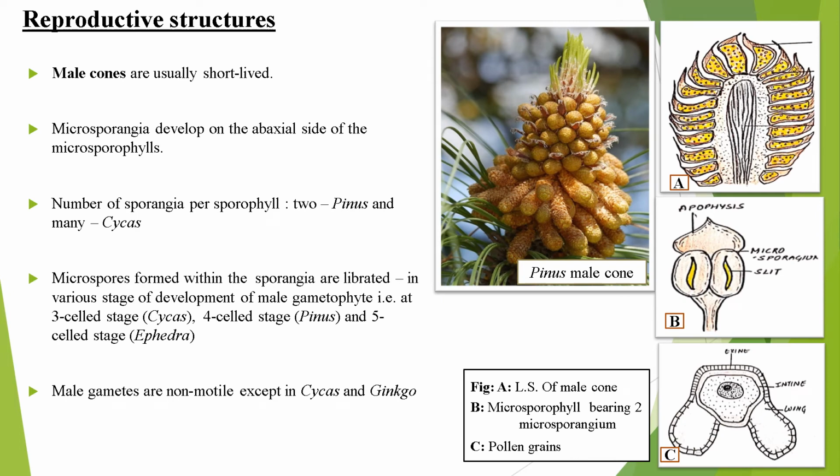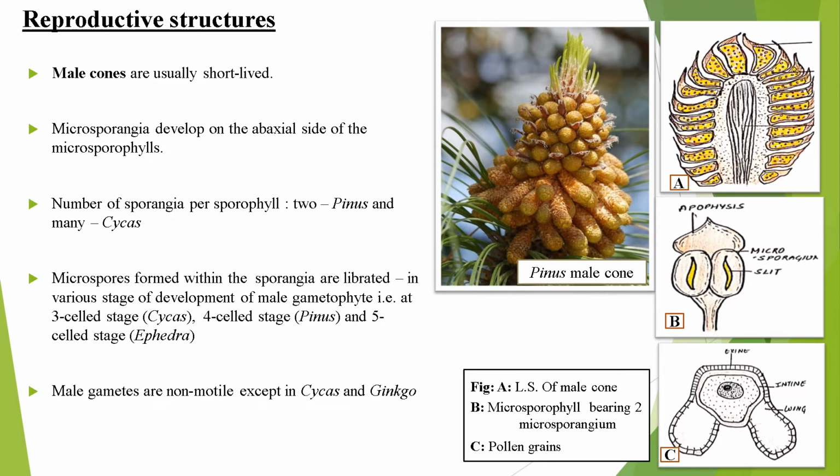Male cones are usually short-lived in gymnosperms. In gymnosperms, microsporangia develop on abaxial side of microsporophyll. That means they develop facing away from the stem of the plant. You can see this in figure A, where the structure represents the conical structure of male cone, where the arrangement of microsporangia on microsporophyll can be seen.